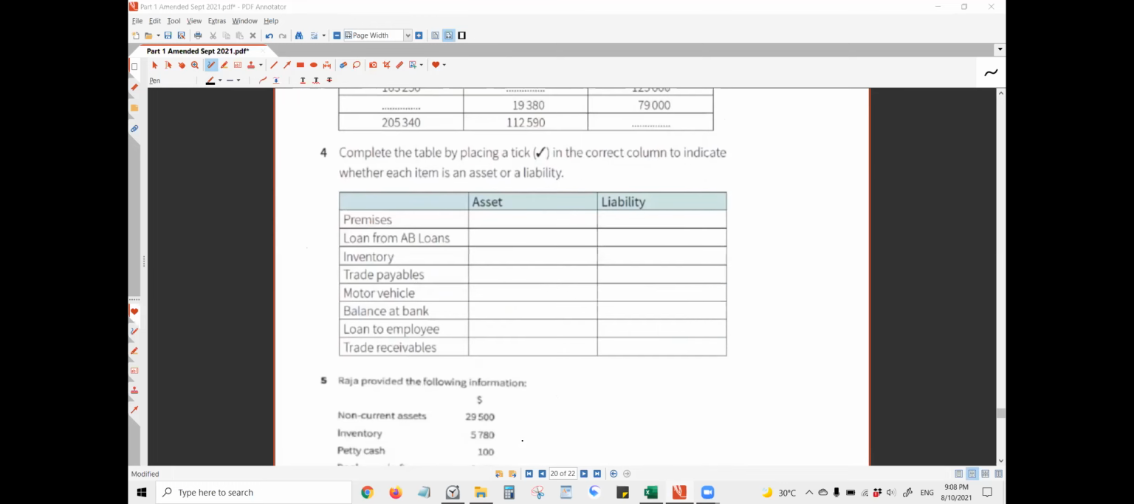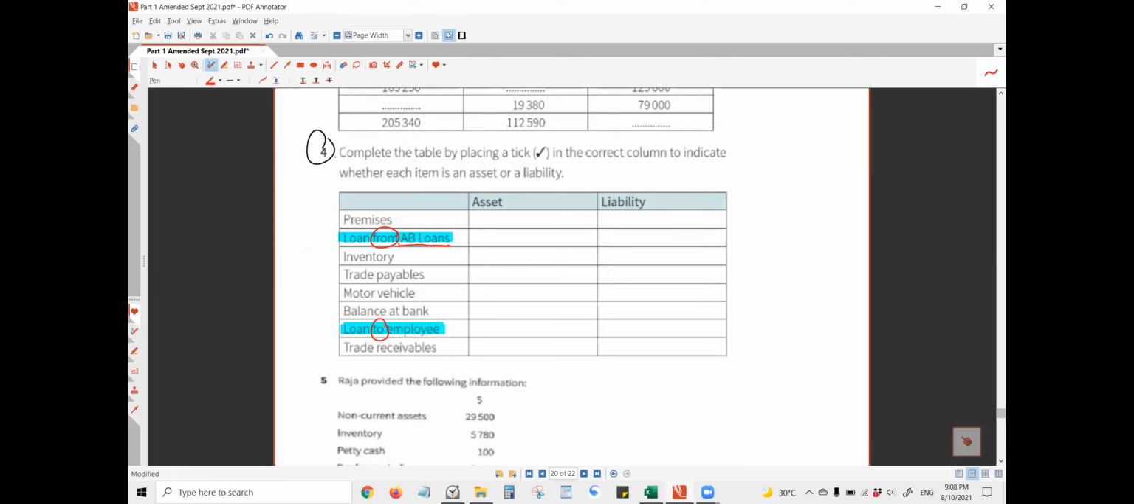On page 12, you see there's a table in the middle. You just look at these two. The rest are easy. I just want you to look at these two again. Once again, it is about the difference between to and from. Loan from AB Loans means you have borrowed money from AB Loans, you owe AB Loans money.